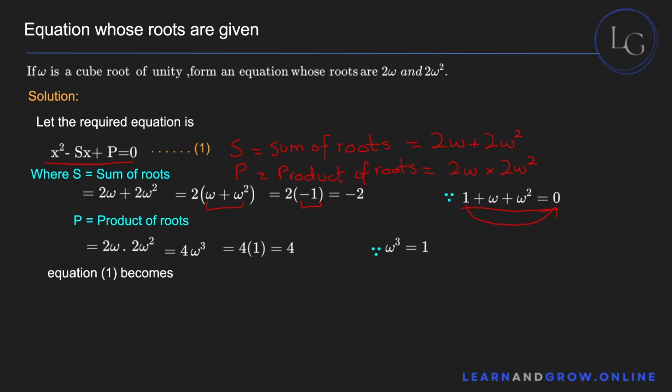So now the equation becomes x squared minus sum of roots x plus product, which is x squared plus 2x plus 4. This is the equation that will give you 2 omega and 2 omega square as its roots. Sorry, not the cube roots of unity, but the roots of this equation are 2 omega and 2 omega square.